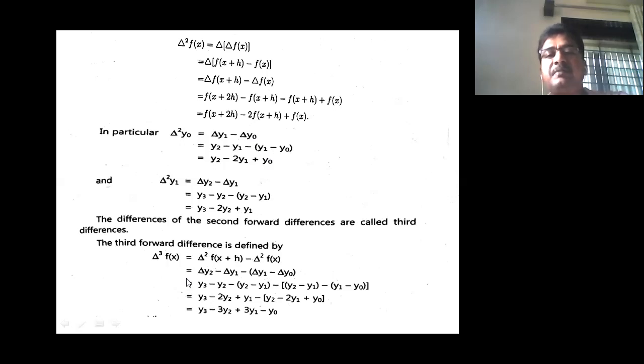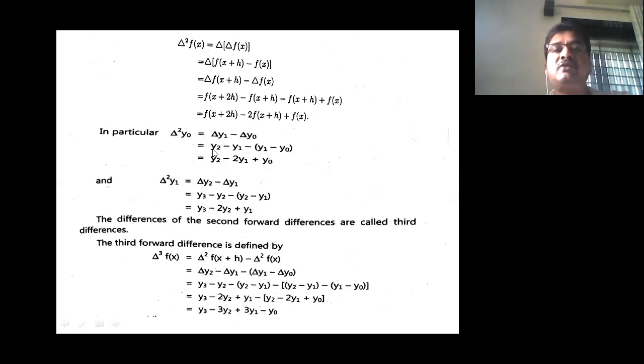What is delta cube of f x? It is delta square of delta f x. And what is delta f x? It is f of x plus h minus f x. Then operate delta square on both, write delta square f of x plus 2h, and again find delta square f of x plus 2h by using delta of delta f of x plus h. Again, delta square f x is delta of delta f x. So solve this and we have the answer. These are in the notation of f x.